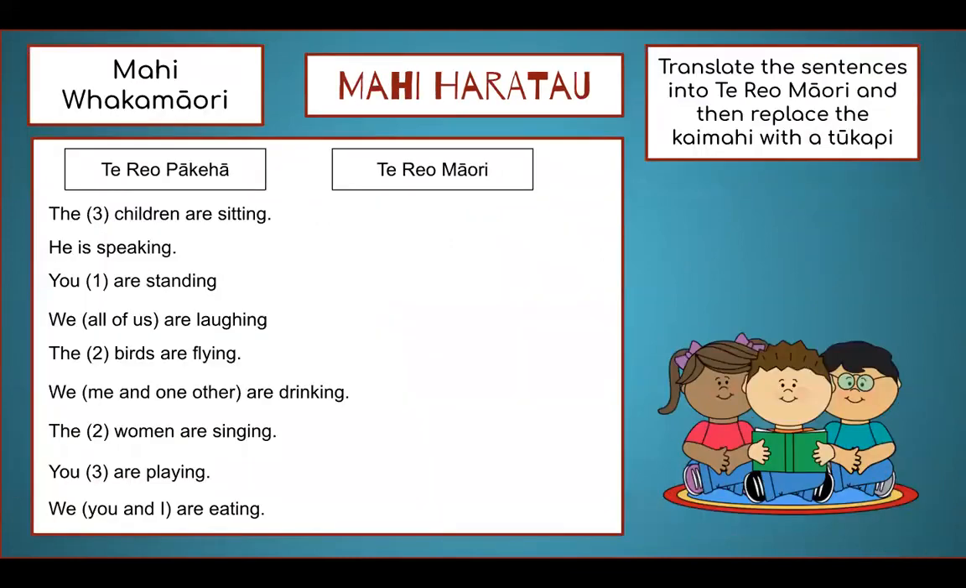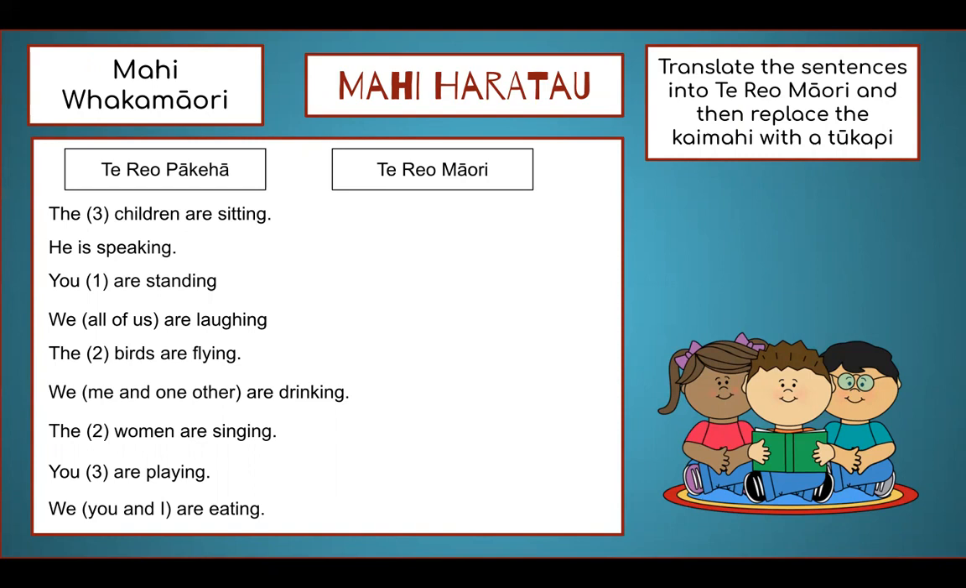Here are some sentences in English for you to translate into te reo Māori. Some of the sentences are written using a kaimahi to start with, so when you translate those ones, you'll need to figure out which pronoun fits the context and replace the kaimahi with the tūkapi. The other sentences already have a pronoun in them. Each sentence tells you the number of people or animals in brackets. Let's do the first couple together.